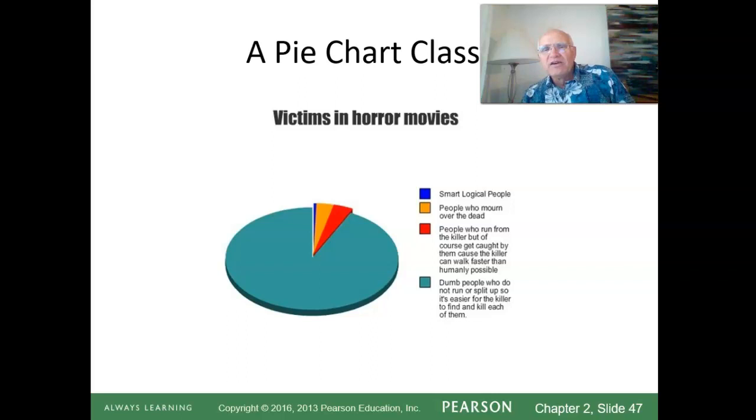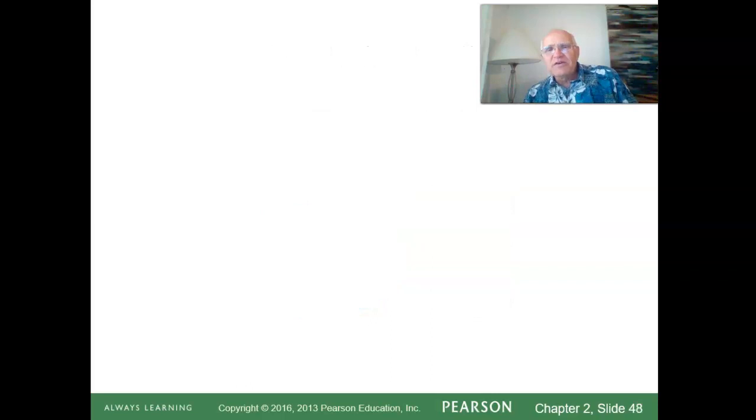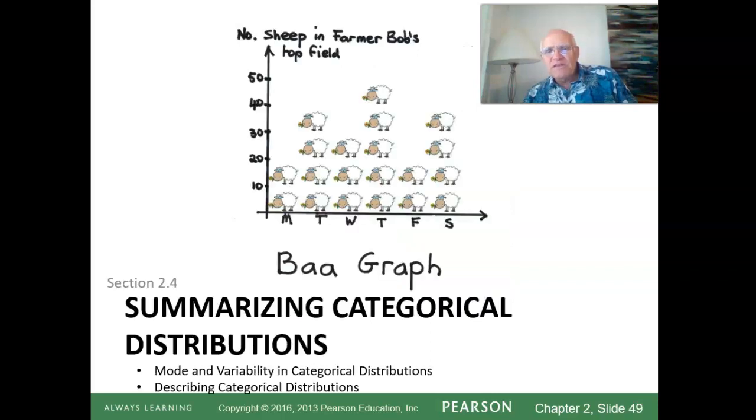They must be cloned. And then the last category, if any of you have seen the Geico commercial that they show in the U.S., it's pretty funny. It shows horror movie victims doing exactly this. People who do not run are split up, so it's easier for the killer to find and kill each one of them. Like, that's what happens in all the movies. They do dumb things anyway. So this is made up data, but it's a humorous take on pie charts. Okay, that's the end of that section.